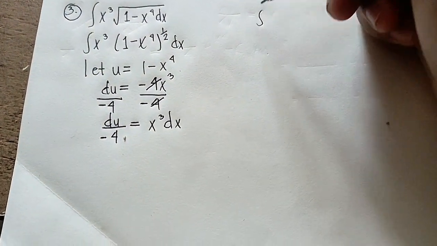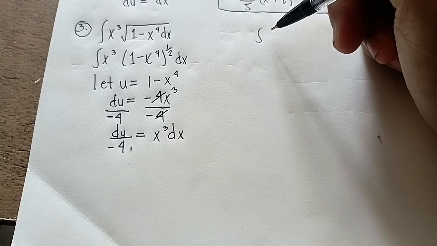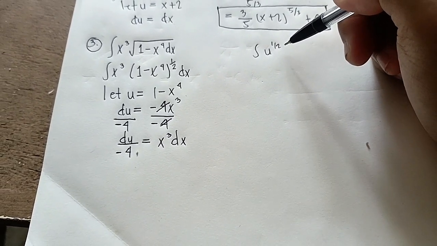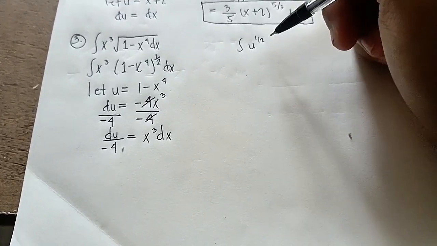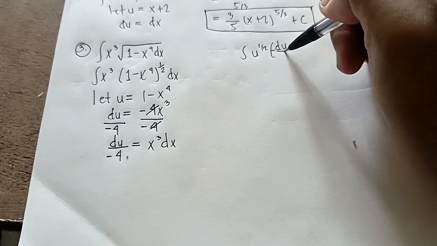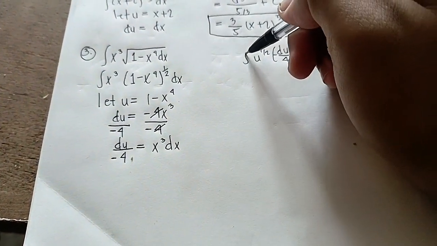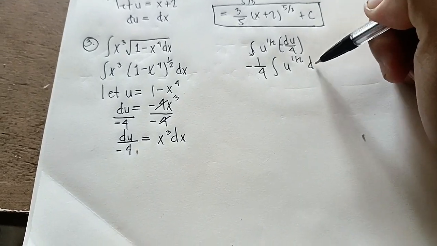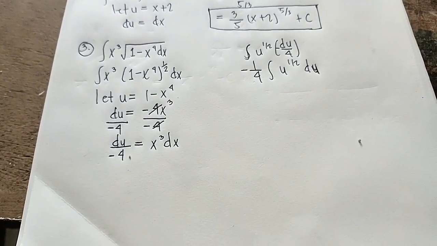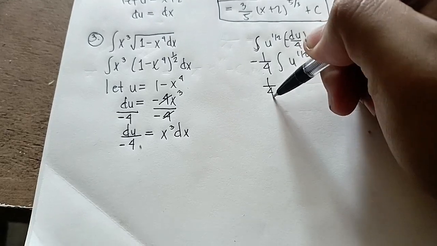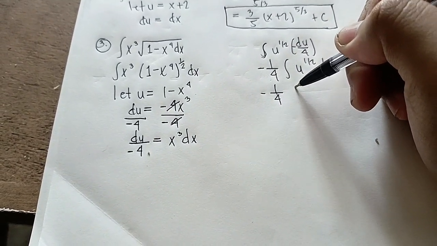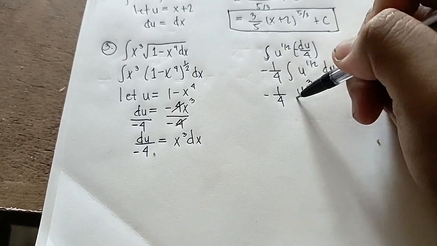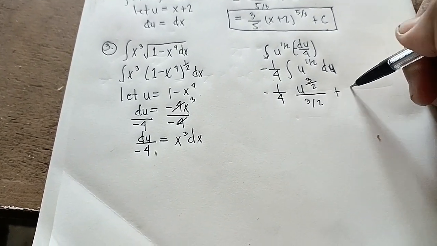Then substitute. The square root of 1 - x^4 is u to the power of 1/2. Then x cubed dx is equal to -du over 4. So we can place the -1/4 outside the integral, which is u^(1/2) du. And then we're going to integrate. We're going to get u^(3/2) over 3/2 plus c.